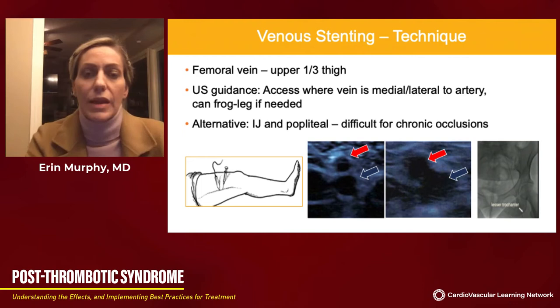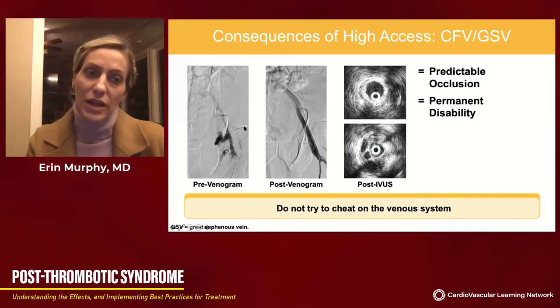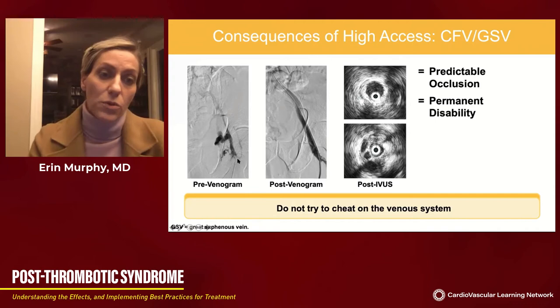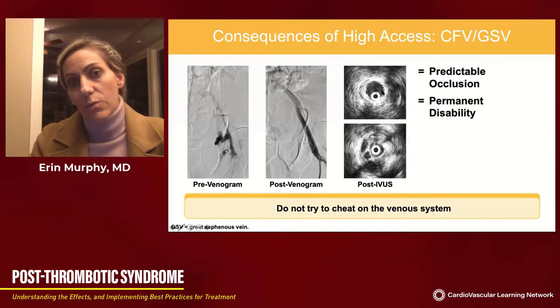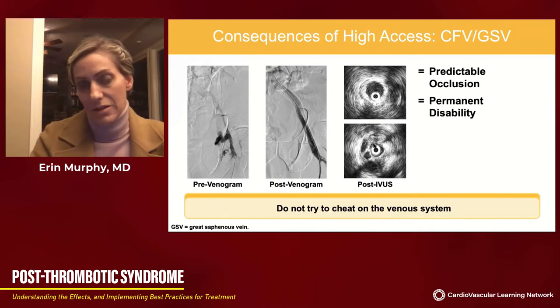This is a slide showing the consequence of a high access. This patient had ulcers, skin changes, edema, pain, went to the operating room, unfortunately, with common femoral access. They did a good job recanalizing the segment, good job stenting, but unfortunately, as they pulled out, you can see, while the stent is patent, just below the stent, right before they entered the sheath, there's still a significant amount of disease present in that common femoral vein, but they couldn't stent any lower because their access didn't go any lower.